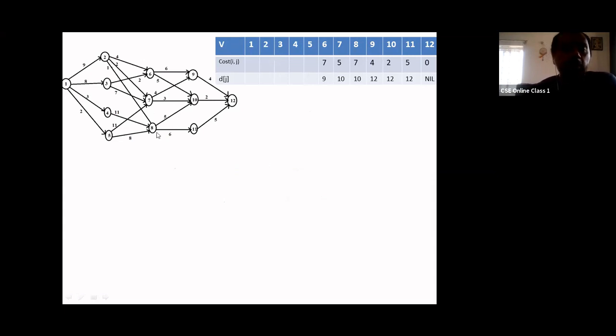Similarly, now we have completed stage 3. Now we have to go back to stage 2. Till now, just check if you have any doubts.